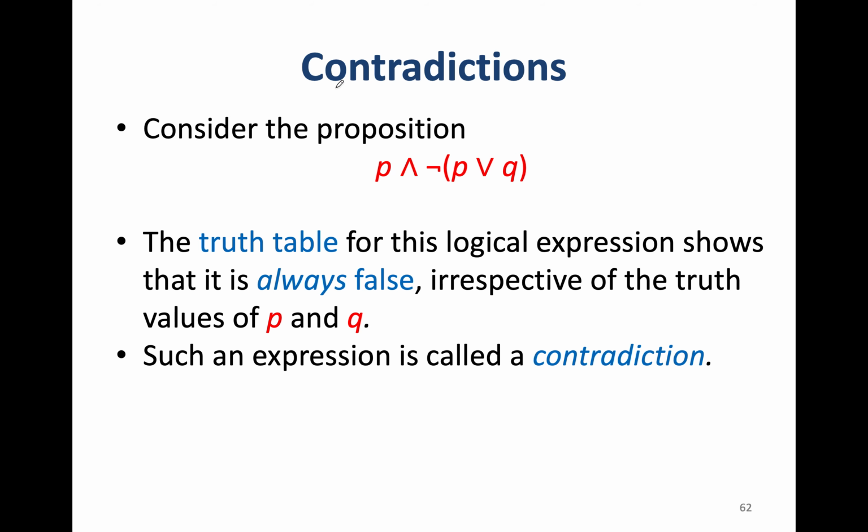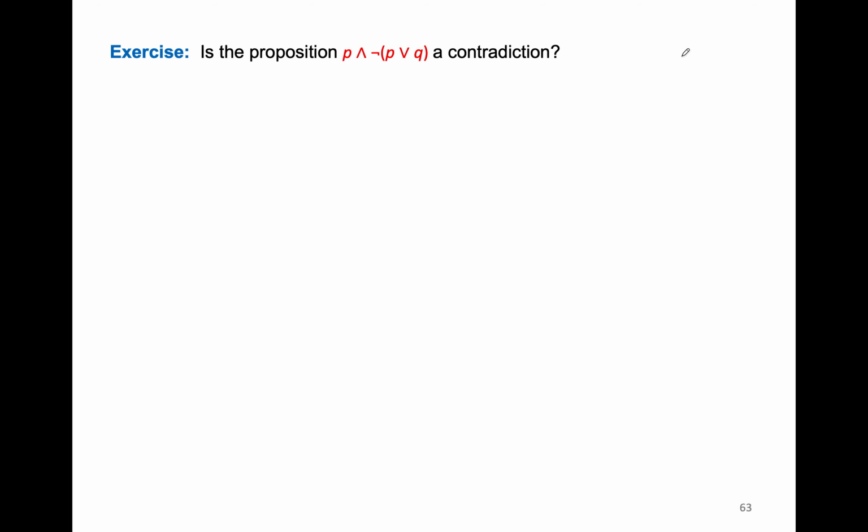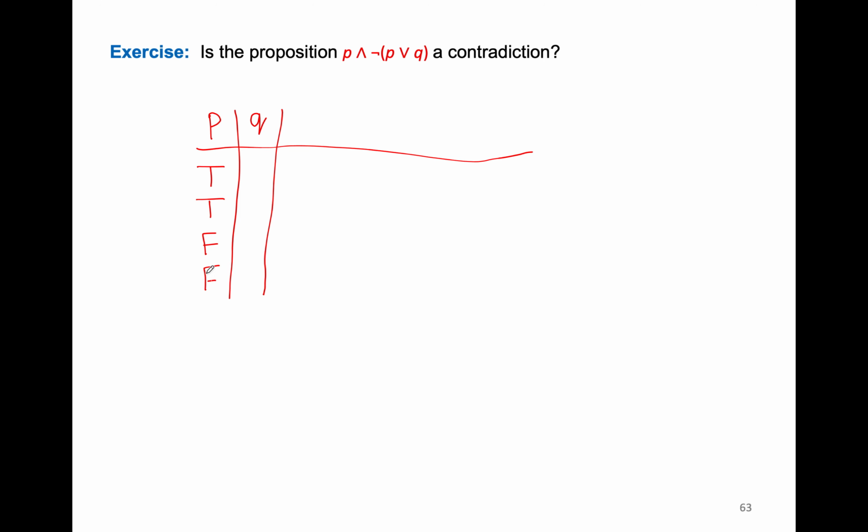The other logical expression we've got here is a contradiction. Let's see this proposition, which is P and not (P or Q). So let's build a truth table for this proposition so we understand what we mean by contradiction. So here we've got P, Q. Two propositions, 4 rows, 4 possibilities. So here true, false, true, false.